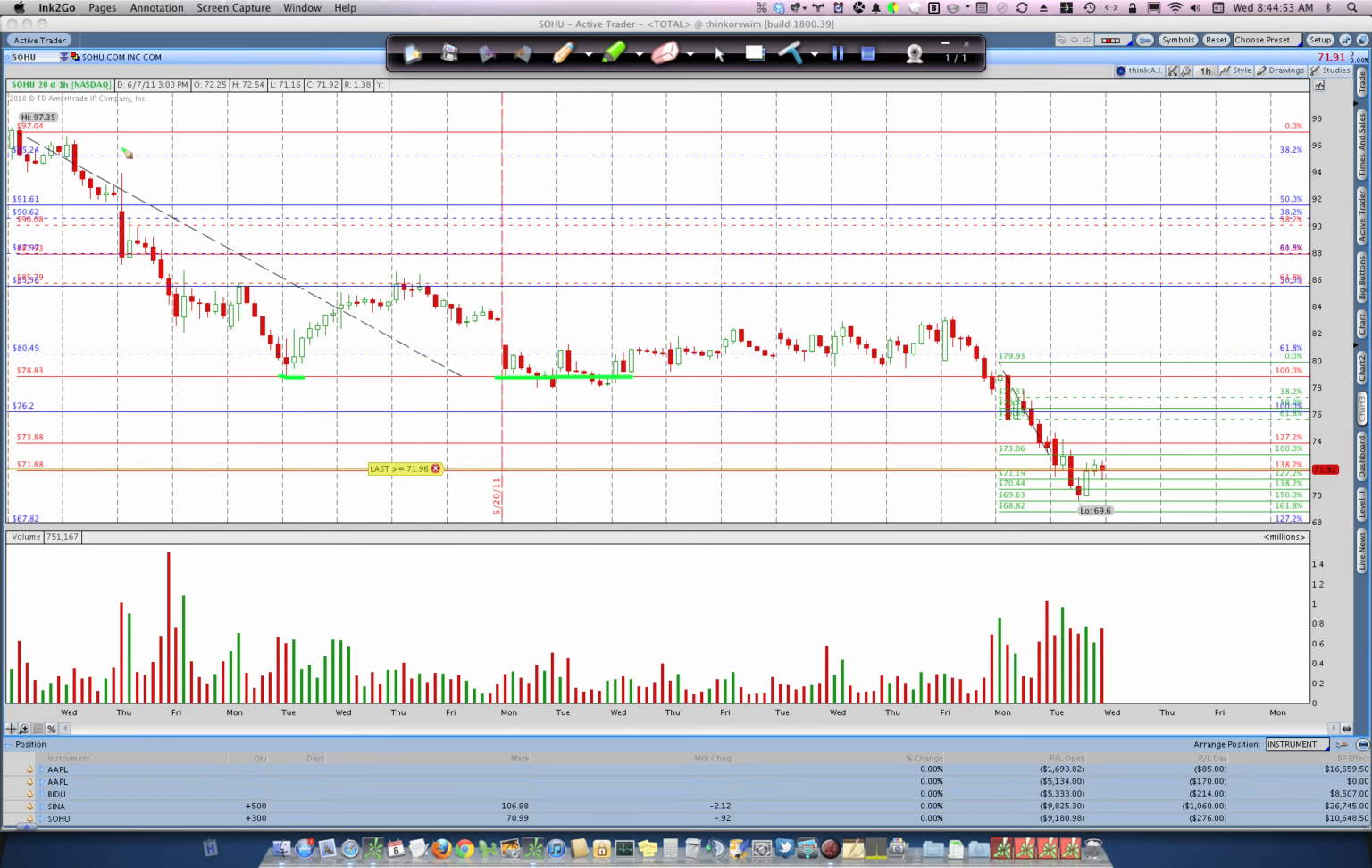I've also got some dailies here, which is the blues, and I've also got these greens, which is prior day's high to prior day's low, and I've extended those below as well so that we could get some idea of where any downward action would come in Sohu, because that's what I expected yesterday.